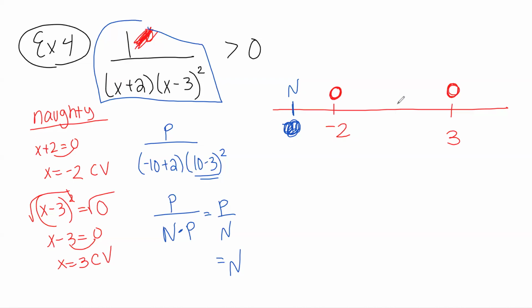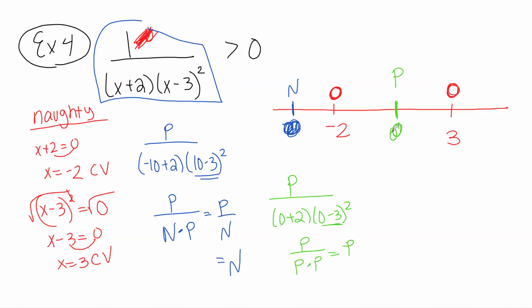Pick your favorite number, 0, definitely. That's always a good choice, if it's in your interval. So putting 0 into the box, that'd be 1, which is positive, over 0 plus 2, 0 minus 3 squared. So 0 plus 2 is positive. Anything squared is positive. So this is positive.